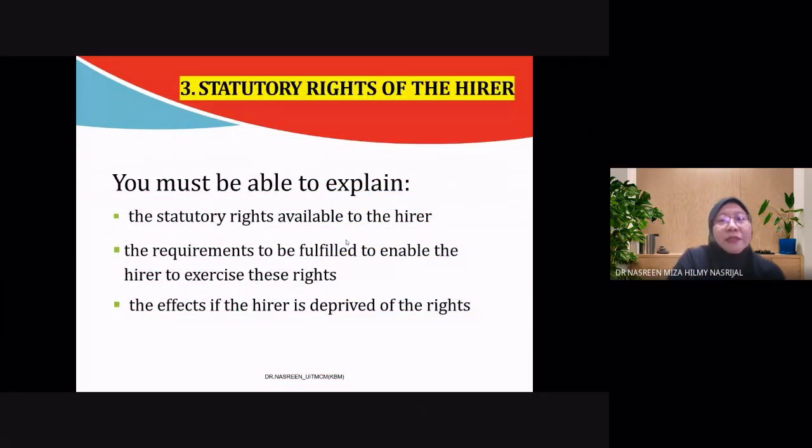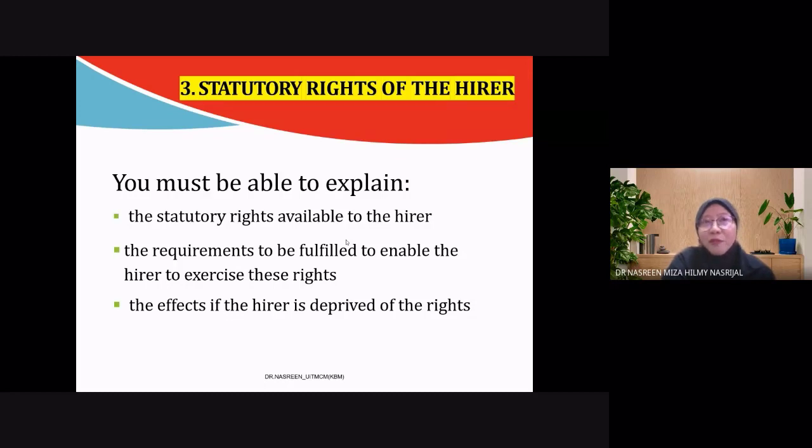Now, statutory rights, another subtopic. Statutory rights, basically, it goes back to the definition of hire purchase agreement. During the hire purchase period, as I said just now, the hirer does not get ownership. He only gets possession. Okay, so since he doesn't get ownership, the law tries to protect the hirer's interest by giving him some rights under the statute, under the Hire Purchase Act.